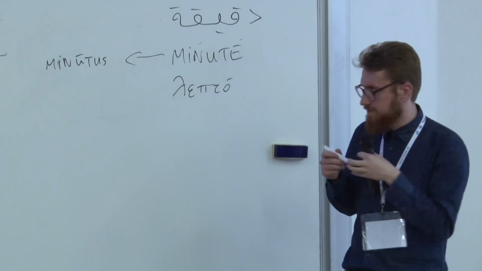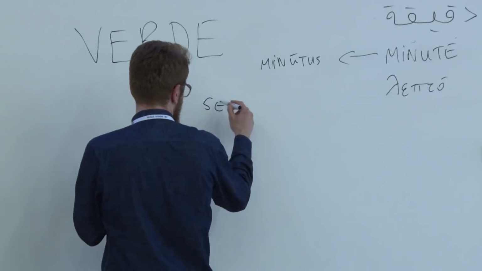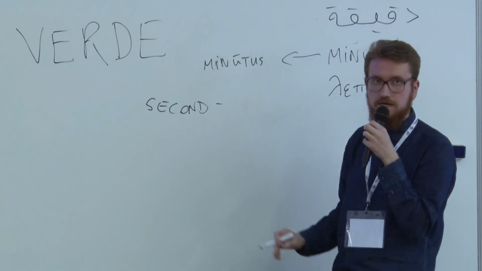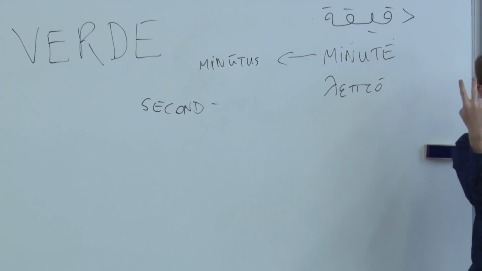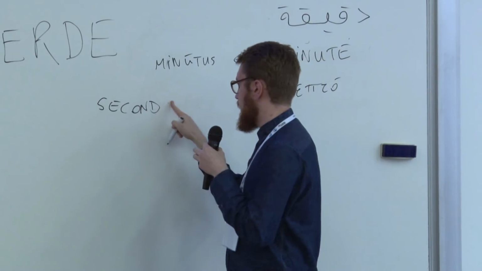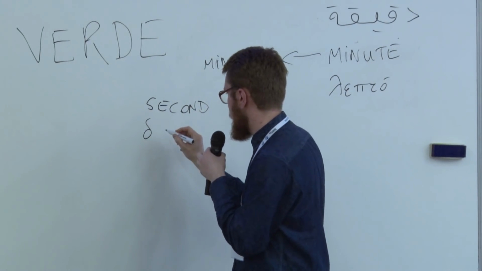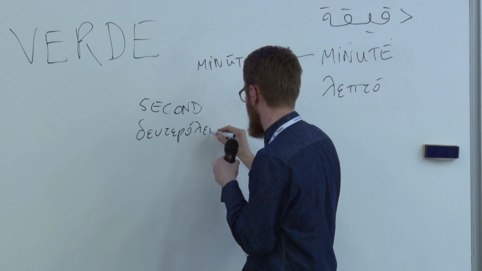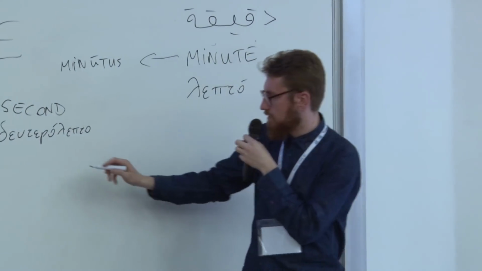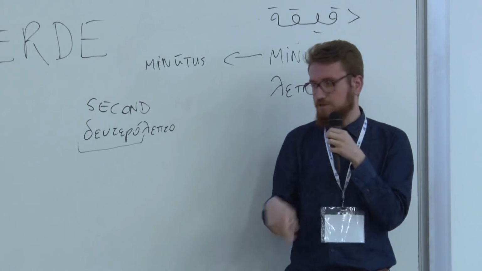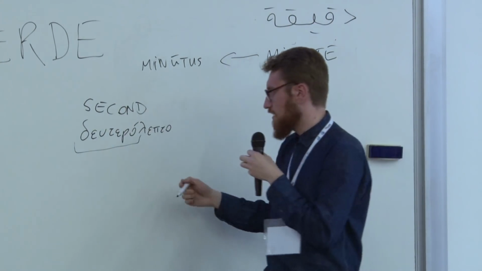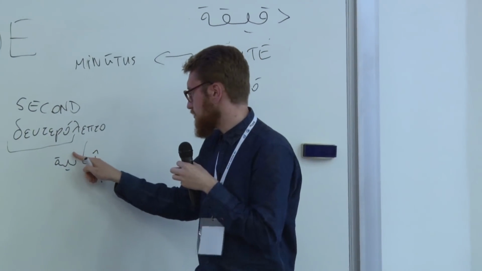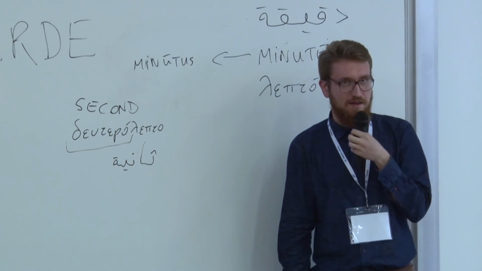And then, what is a second? A second comes from Latin secundus, secunda, which means second. Yes, so like from the word two. In Greek, it's δευτερόλεπτο, and δεύτερος is second, so it's second, small. And in Arabic, it's thaniye, which means, what does it mean? Second.